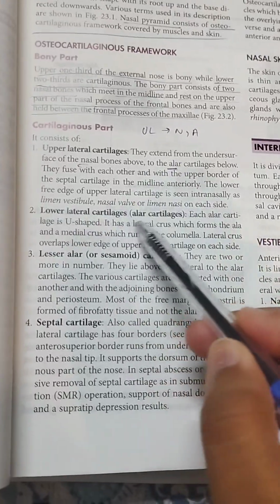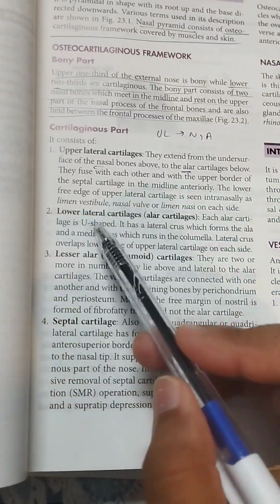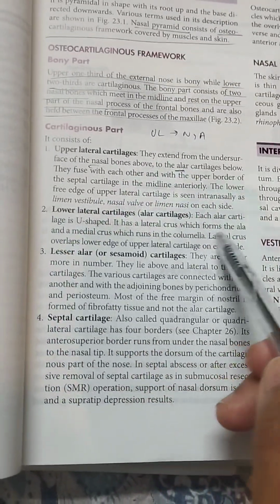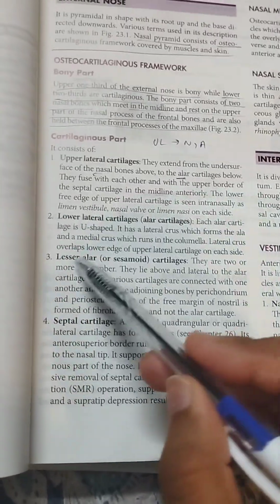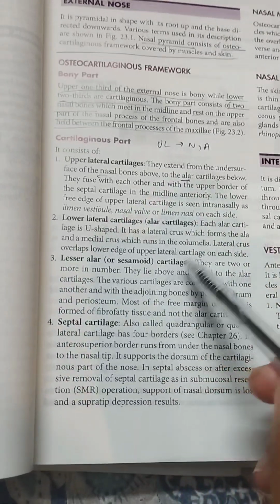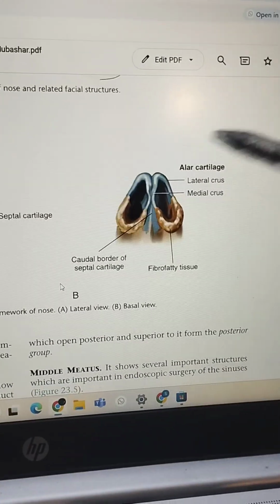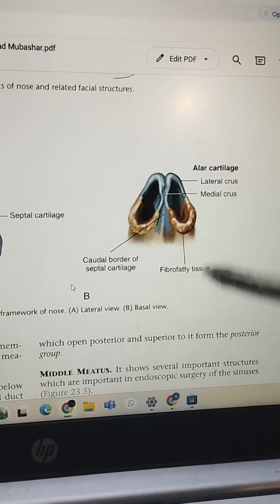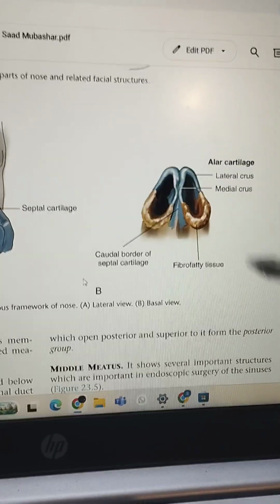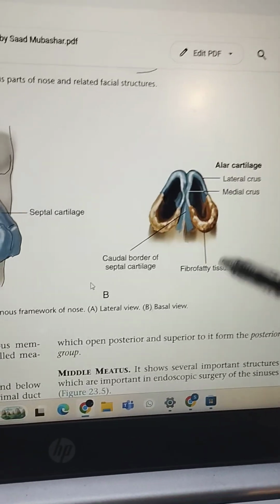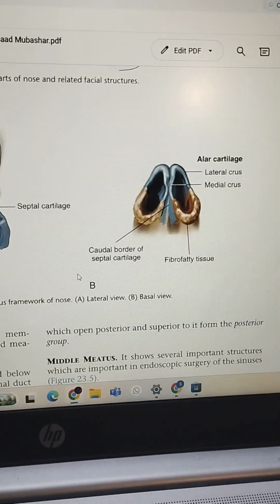Then we have the lower lateral cartilage, which is also known as alar cartilage. Each alar cartilage is U-shaped. It has a lateral crus which forms the ala and a medial crus which runs in the columella. The lateral crus overlaps the lower edge of the upper lateral cartilage on each side. As we can see here, this is the alar cartilage, this is the lateral crus, and this is the medial crus. The medial crus runs in the columella, the lateral crus continues as the ala, and it also meets with the upper border of the upper lateral cartilage.